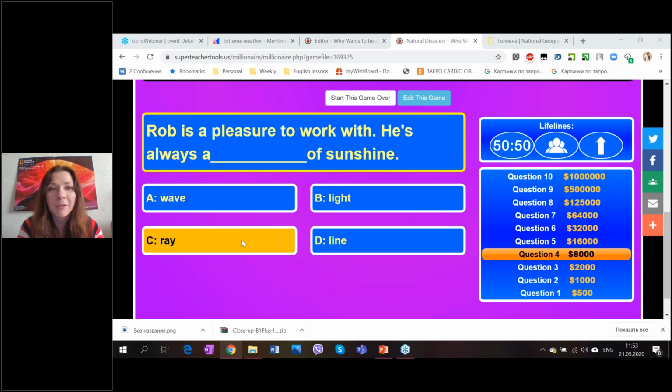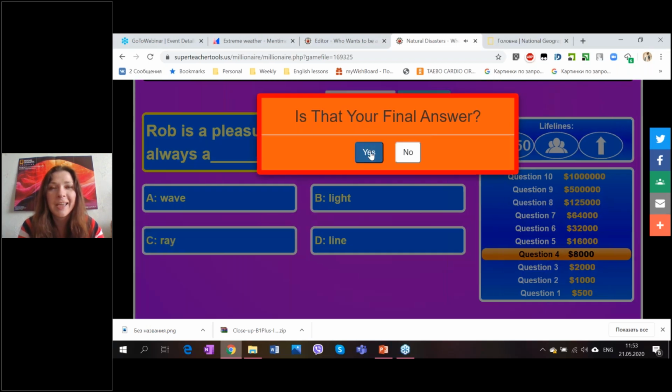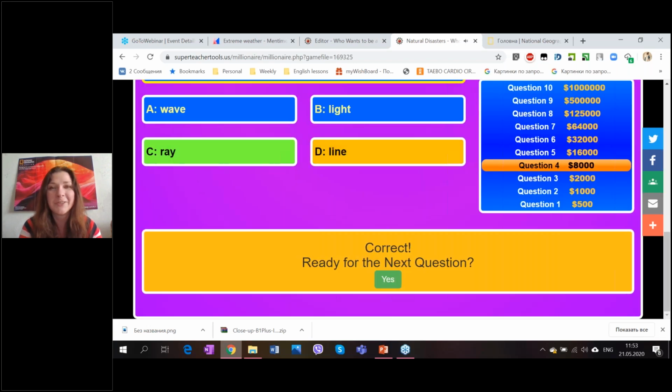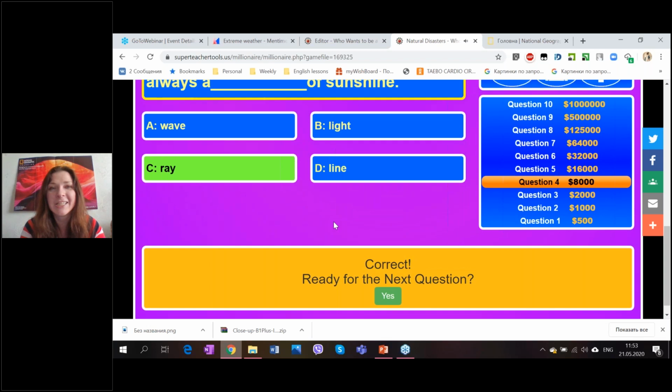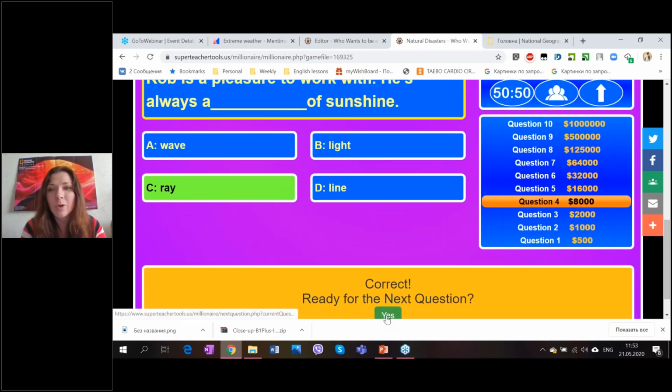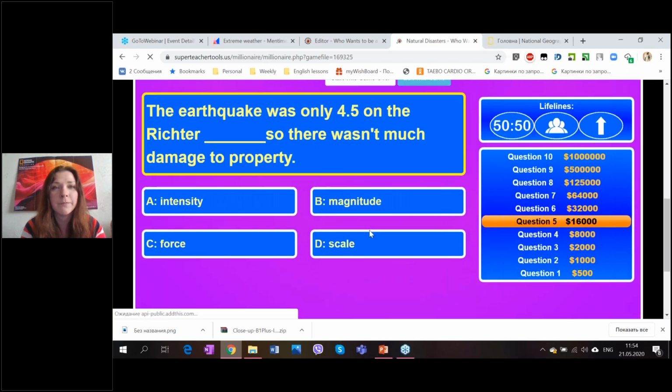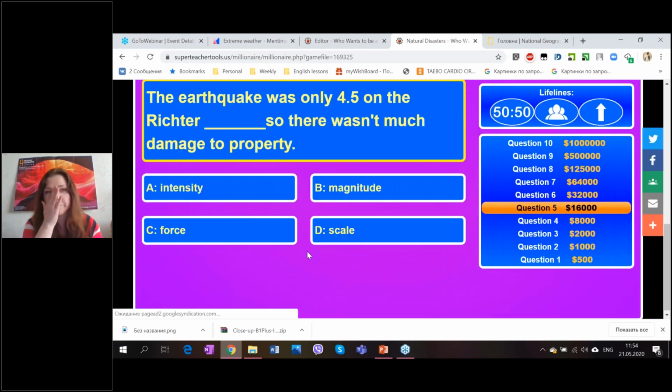So we are moving on. Well done, really great. So it means that the lesson was really effective for you. Ray of sunshine, right? Pleasure to work with. So now we have $8,000, imaginary dollars. On the Richter, the earthquake was only 4.5 on the Richter, so there wasn't much damage to property.